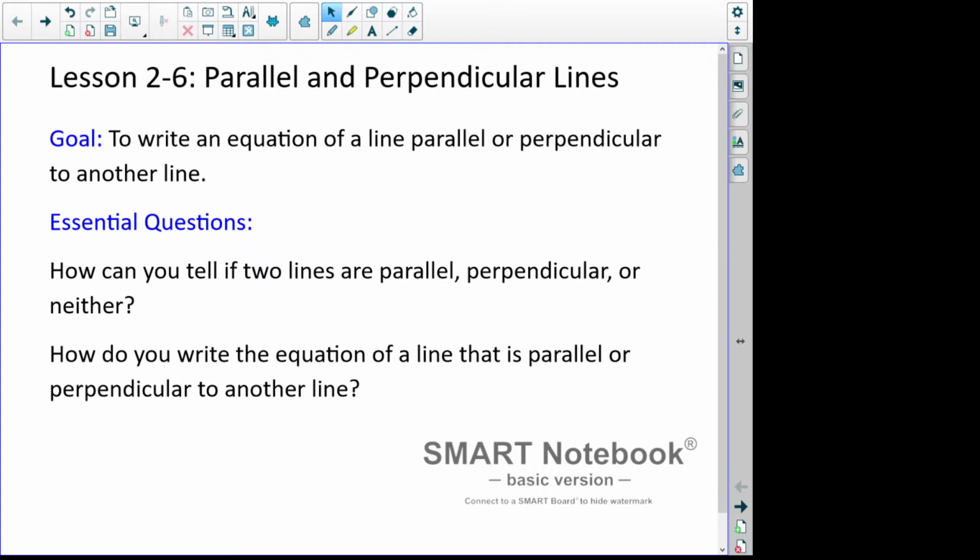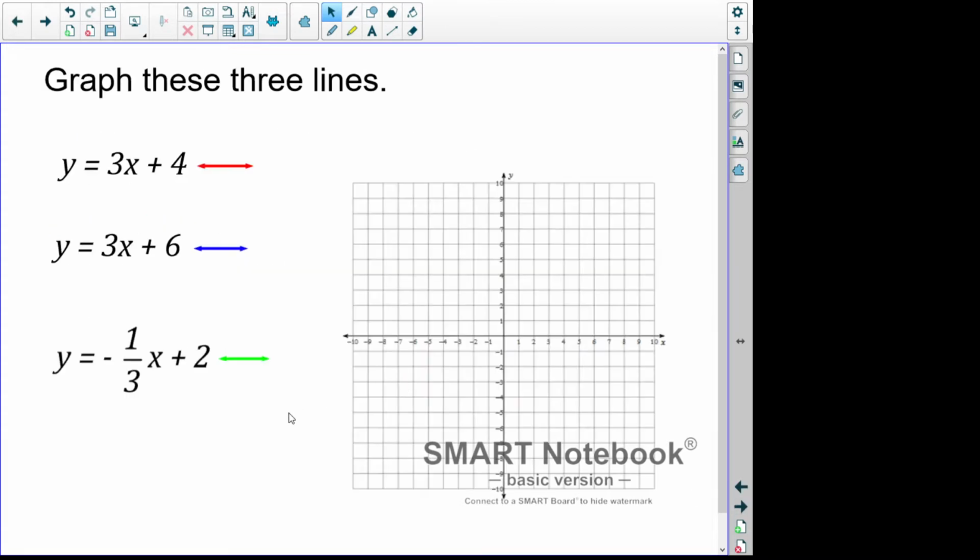So our essential questions are: how do you tell if two lines are parallel or perpendicular or neither? And then how do you write an equation of a line that is either parallel or perpendicular to another line? So let's take a look at some lines here.